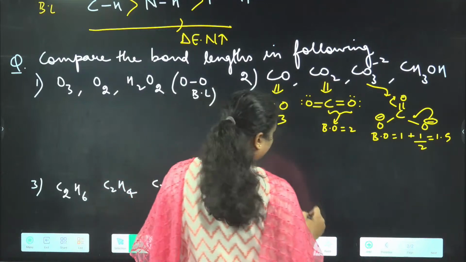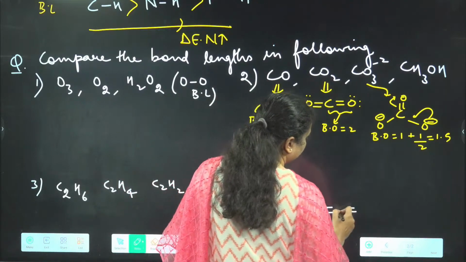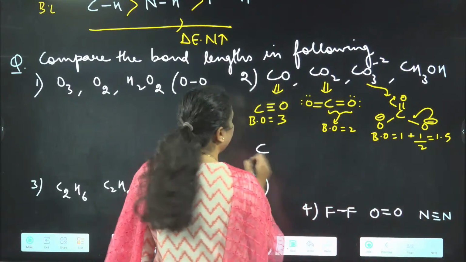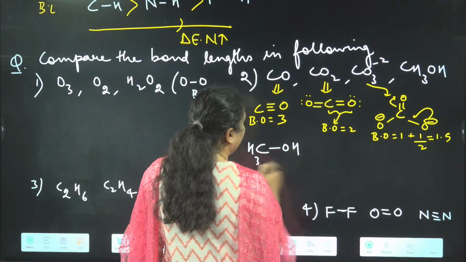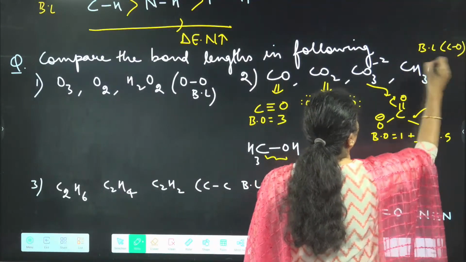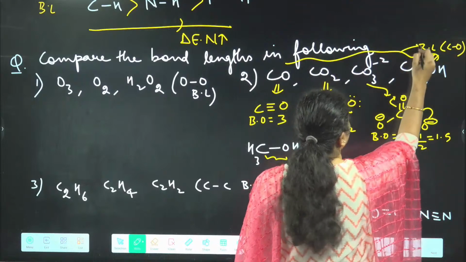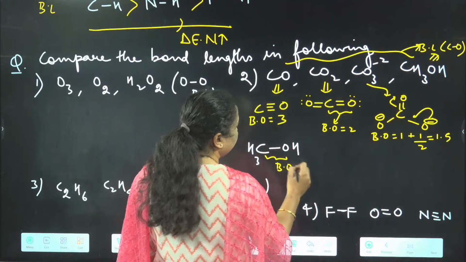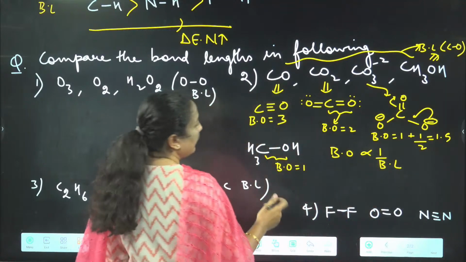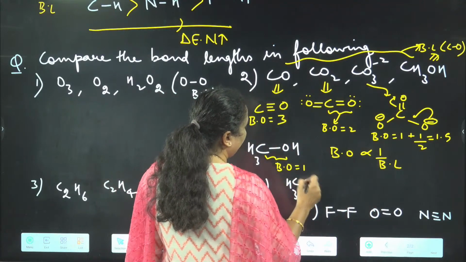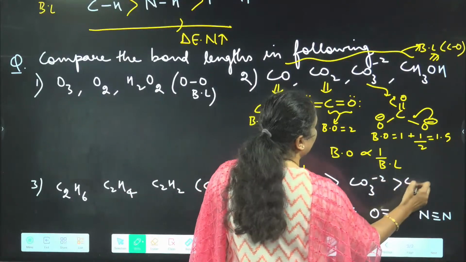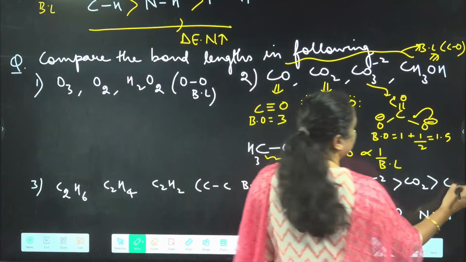In case of CH3OH, I'll write this example here. In case of CH3OH, are we having something like this? I asked you to compare CO bond length here. Bond length, CO bond length you have to compare in these examples. Okay, this one. So here bond order is 1 now. And do we know bond order is inversely proportional to bond length? So can I write, best will be for CH3OH. After that it will be for CO3 minus 2. After that it is for CO2 and after that it is for CO.